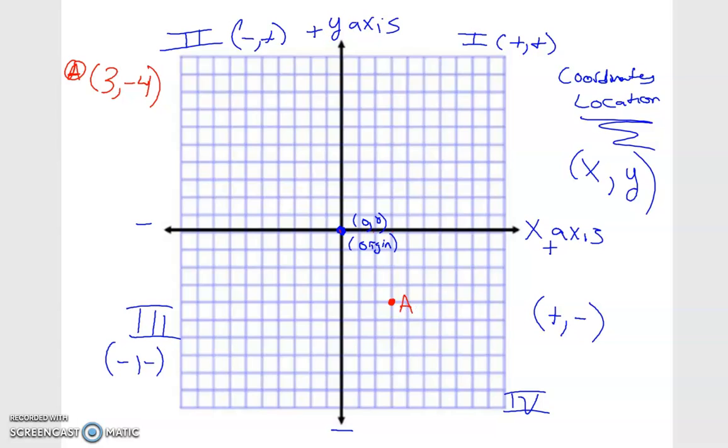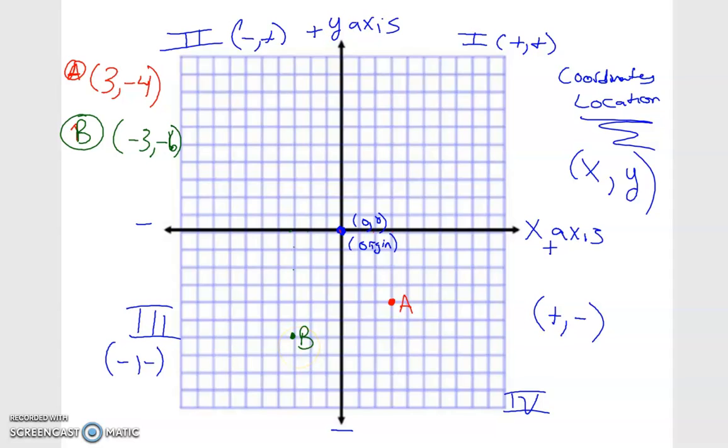So point B will be the point (-3, -6). Again, we are going to start at the origin. Move to the left 3 spots because now it's -3: 1, 2, 3. And down 6 because it's a -6. So 1, 2, 3, 4, 5, and 6. So this is going to be point B.